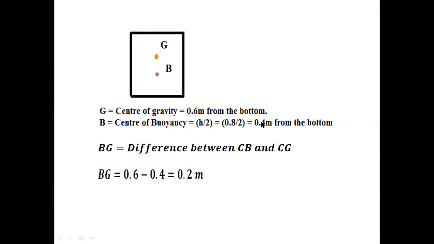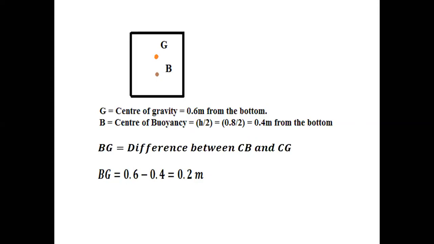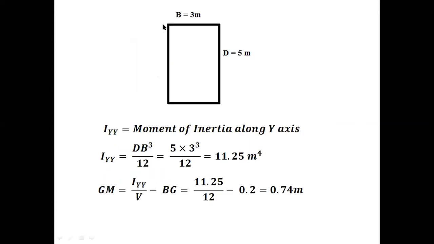The Cb value is 0.4 meter. We have differentiated those two and the Bg value we are getting is 0.2 meter. And the last parameter we have to calculate is the moment of inertia with respect to y-axis. So this view, as I said, moment of inertia is always calculated for a two-dimensional object.